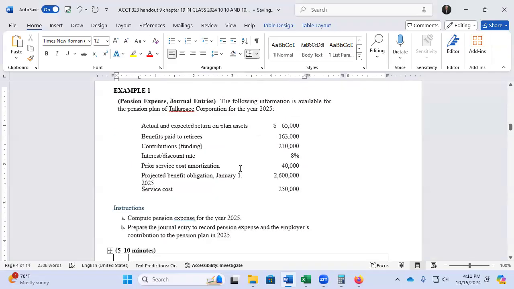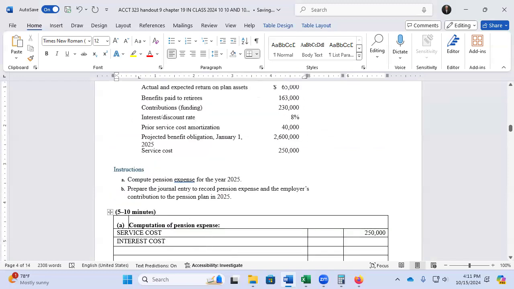Our interest cost, we have to calculate it. We have the projected benefit obligation of 2.6 million on January 1. So we take PBO times the rate, and that equals 2.6 million times 0.08 or 8%. That interest or discount rate is there. And that multiplies out to be 208,000.